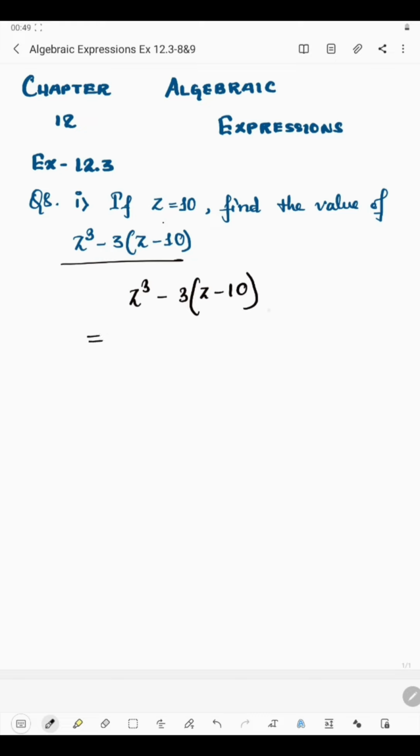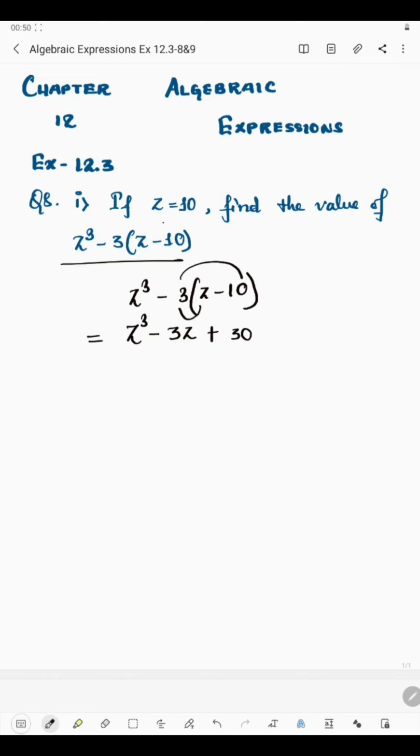So here at first we will simplify it. So z cube will remain the same minus, now here this monomial is multiplied with the binomial. So at first we will multiply by 3 into z and then we'll multiply by 10. Okay, so minus 3 into z is minus 3z. Then minus 3 into 10. First 3 into 10 is 30 and minus minus will become plus. Okay, so z cube minus 3z plus 30.